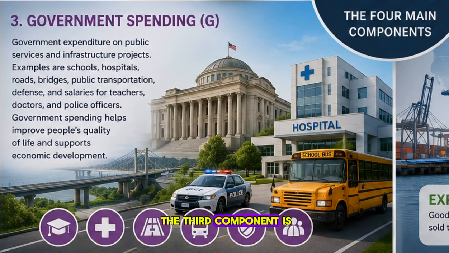The third component is government spending, represented by G. This includes money spent by the government on public services and infrastructure projects. Examples are schools, hospitals, roads, bridges, public transportation, defense, and salaries for teachers, doctors, and police officers. Government spending helps improve people's quality of life and supports economic development.